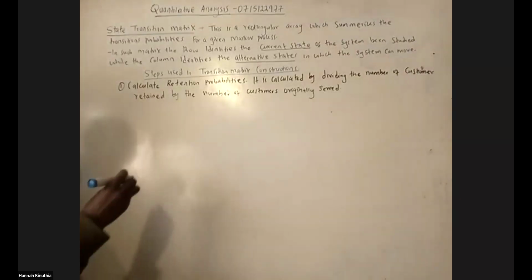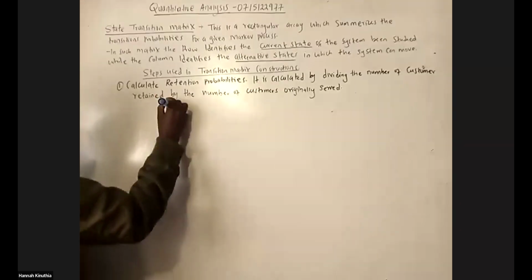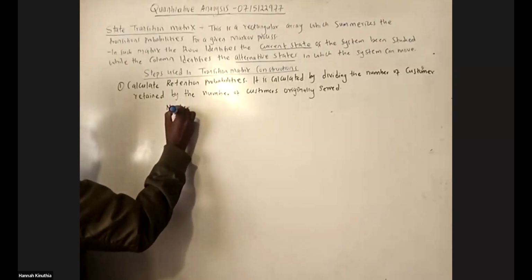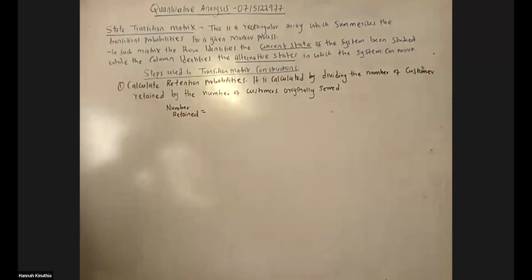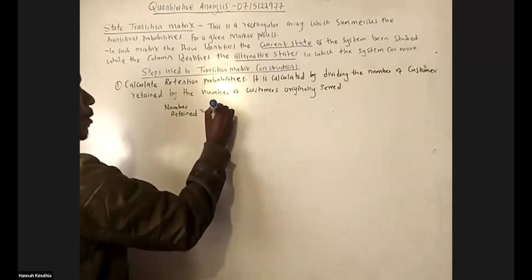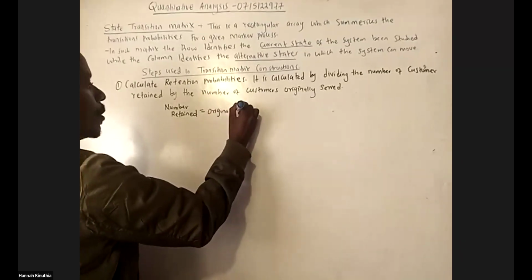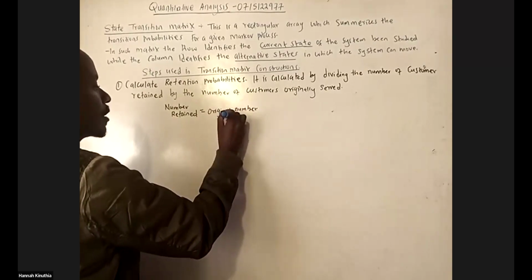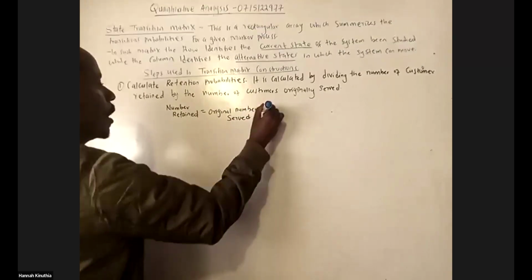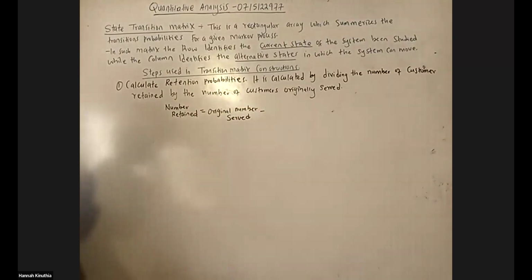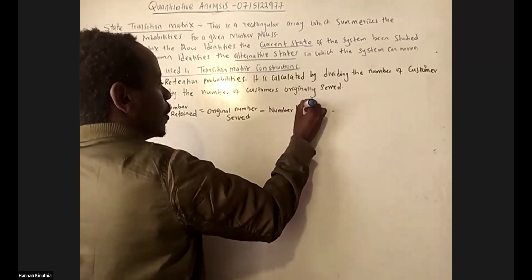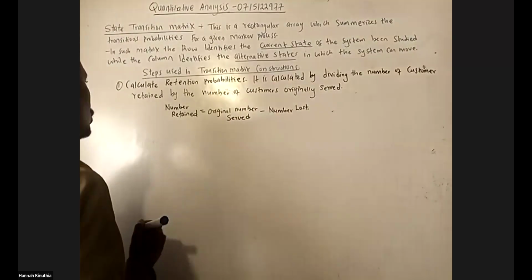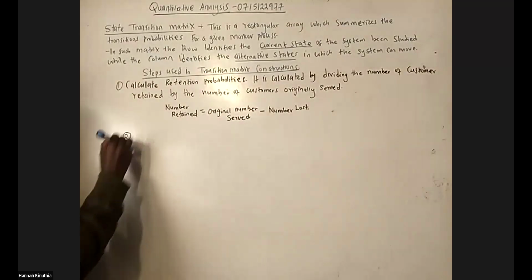Let's give a formula. Number retained is equal to the original number served minus the number lost.